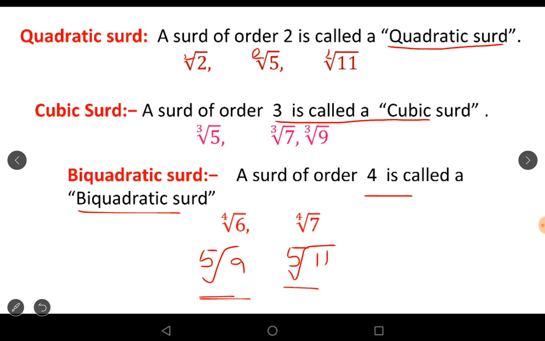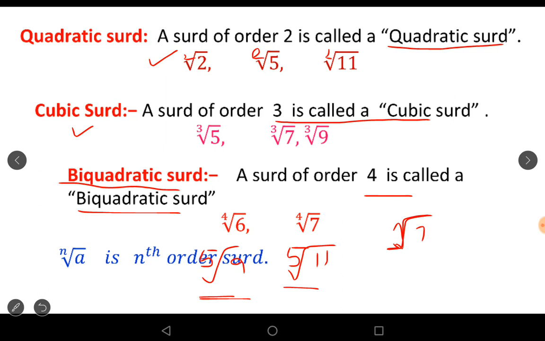Okay students, order 2 is called quadratic surds. Order 3 is called cubic surds. Order 4 is called biquadratic surds. Order 5 is called fifth order surds. So next one, the nth root of 7. So this order is n. The nth root of 7. Okay. These are surds. Next one.